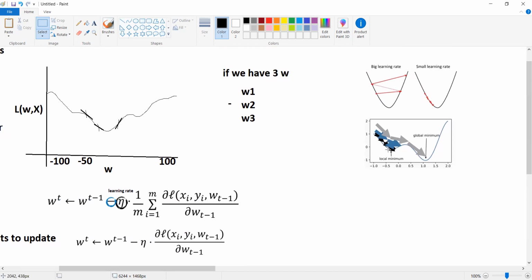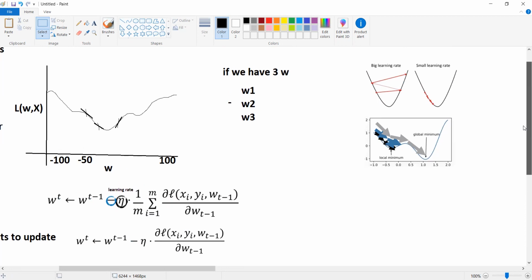The point was to show you that bigger steps can kick you out of local minima. That was the point, to show you. But it can also kick you out of the global minimum.